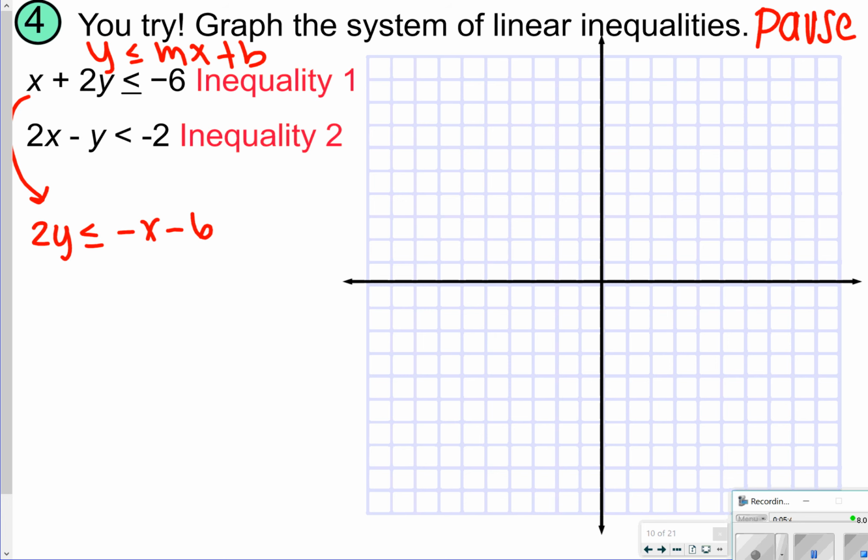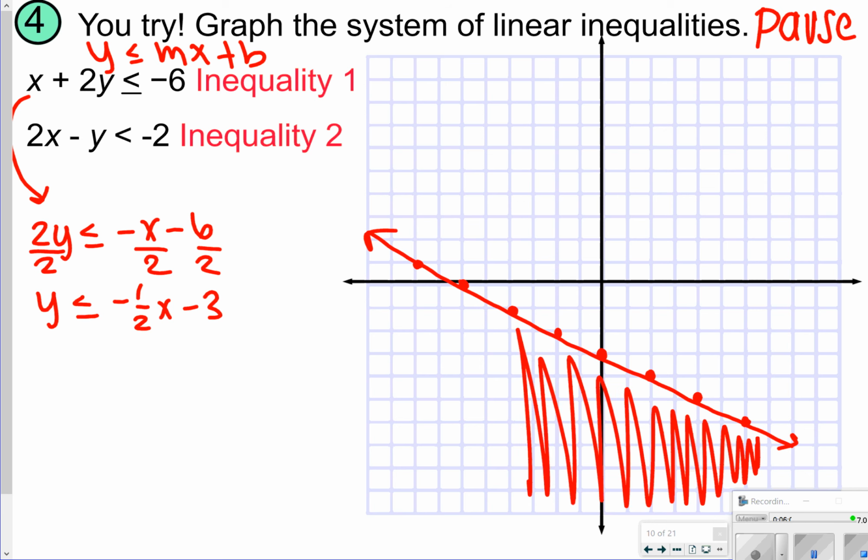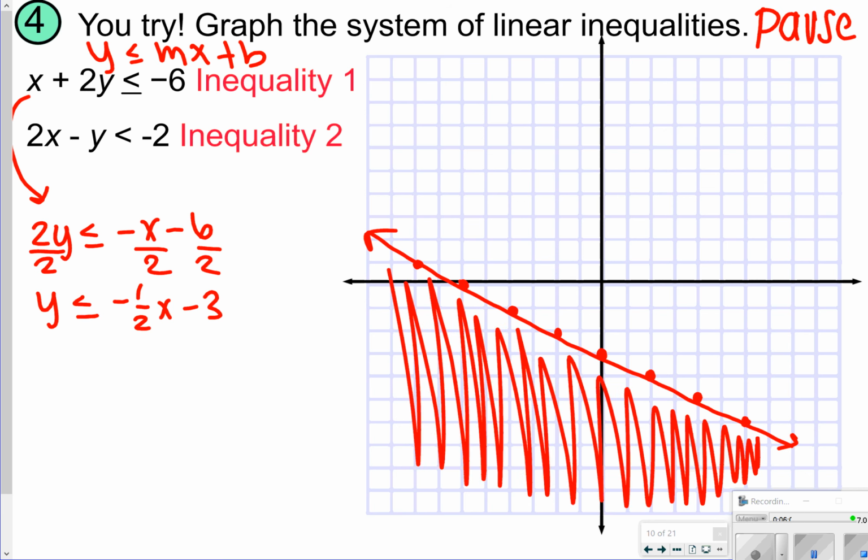So what I'm doing first is just writing in y equals mx plus b form. So I'm just getting y all by itself. So I get y is less than or equal to -1/2 x minus 3. And I'm going to go ahead and graph inequality 1, and this is going to be the red graph. So here's my line. It is a solid line because it's less than or equal to. And so I'm going to shade everything that is less than or equal to first. I am going to use 2 different colors so you can kind of see the difference here.